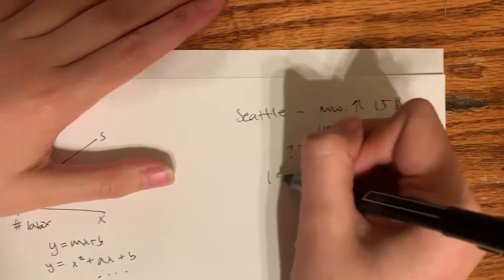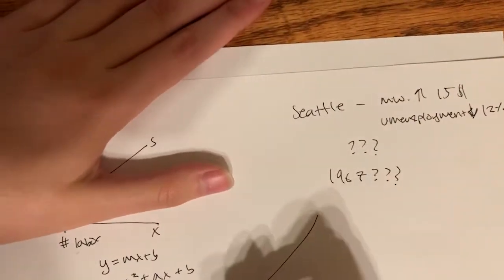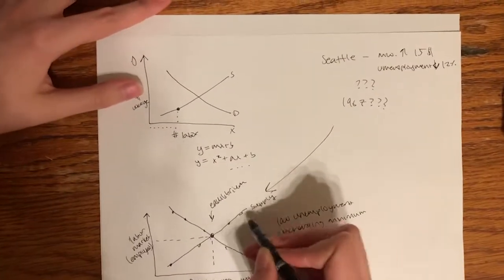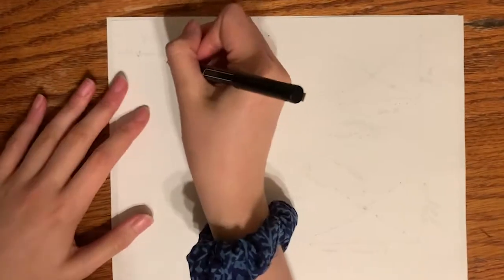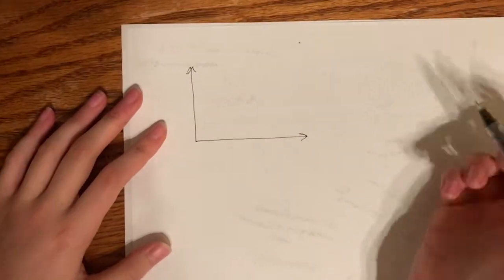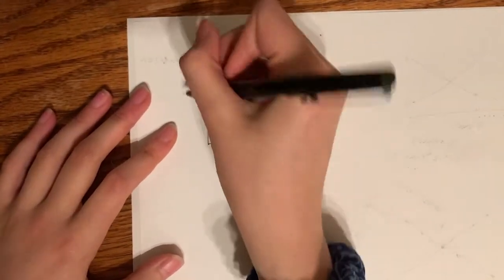Or we can also look at 1967, where the minimum wage was at an all-time high adjusted for inflation, and the unemployment was at an all-time low. And that doesn't really make sense if we look at our graph. That's not how it should be. So let's make our graph again. Let's make it more mathematically correct with multiple intersections.